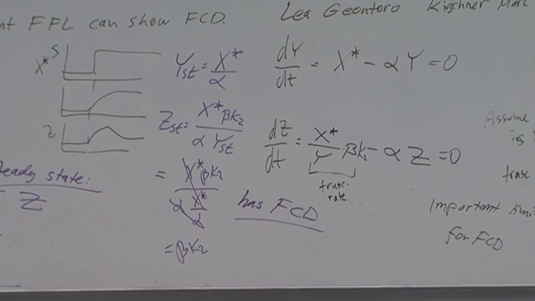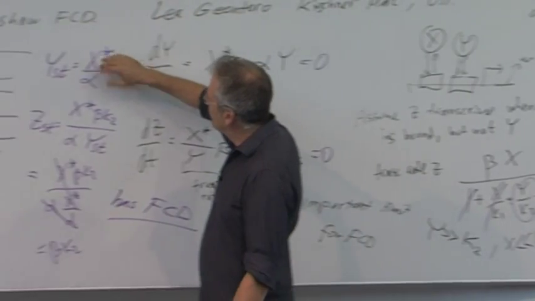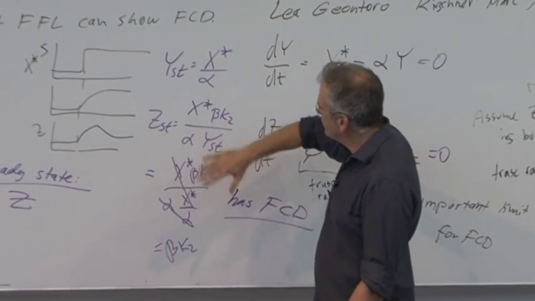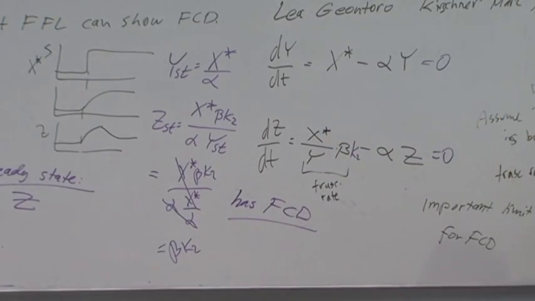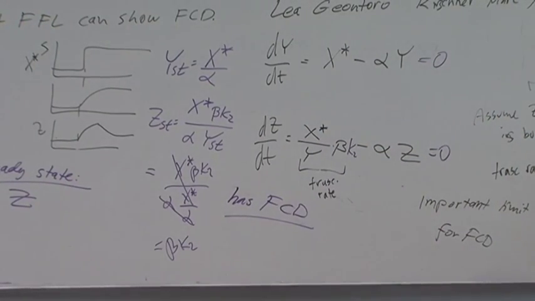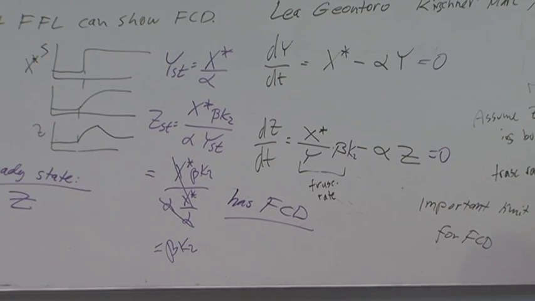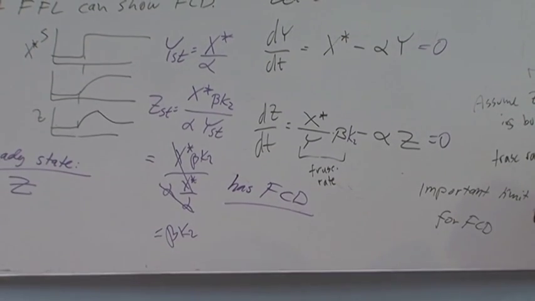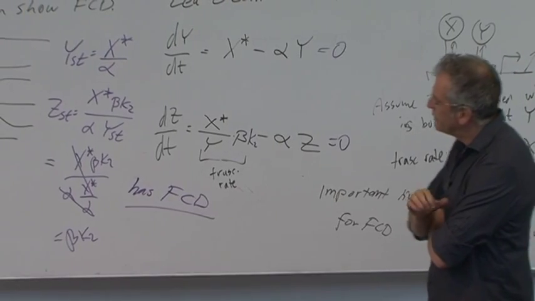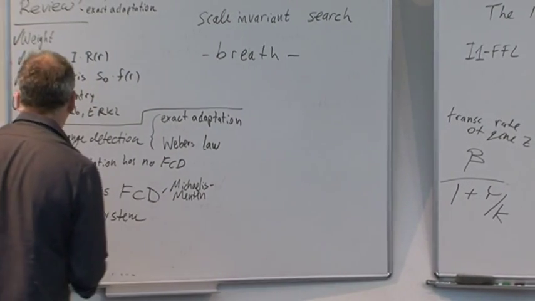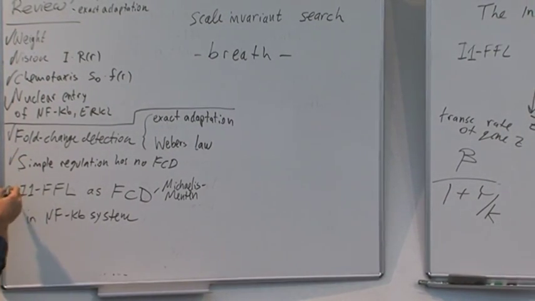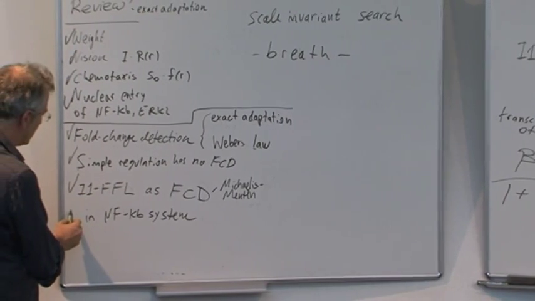The trajectory tracks, if I change x star by any factor, the trajectory will be exactly the same because y normalizes it out. And you can again prove that by dimensional analysis, by going to dimensionless variables. But we'll get to do that. So simple regulation has no fold change detection. Incoherent feed-forward loop has fold change detection.